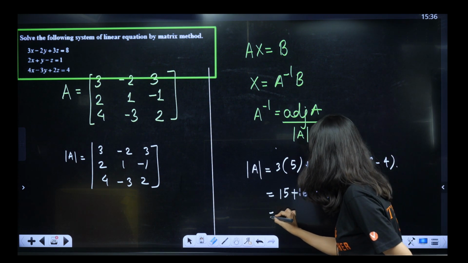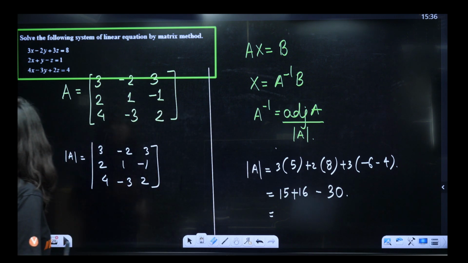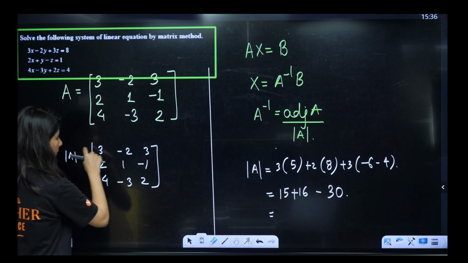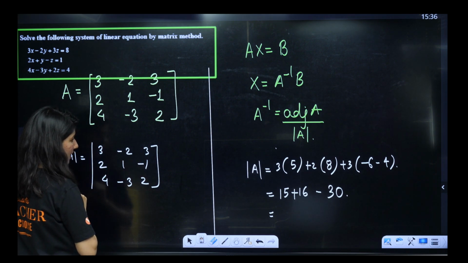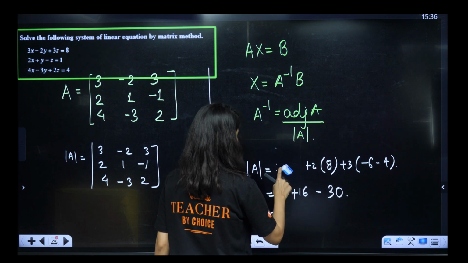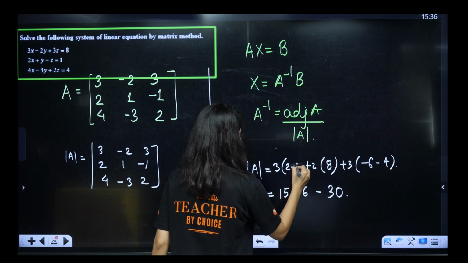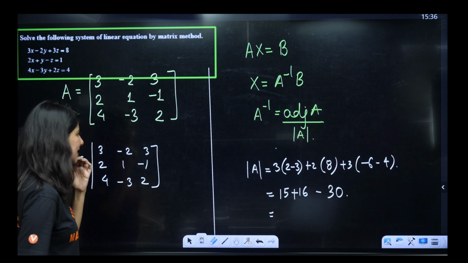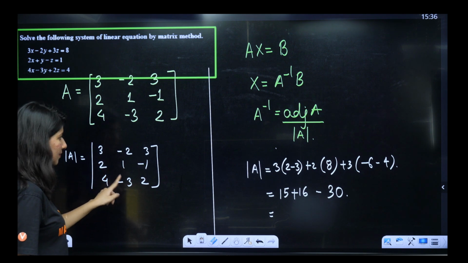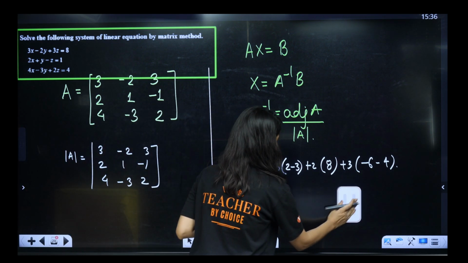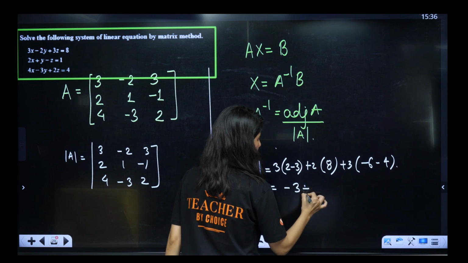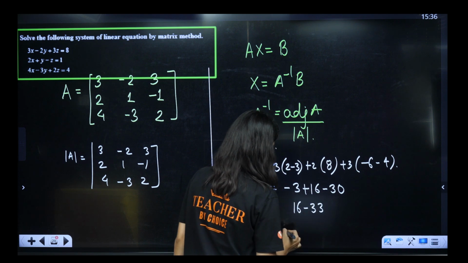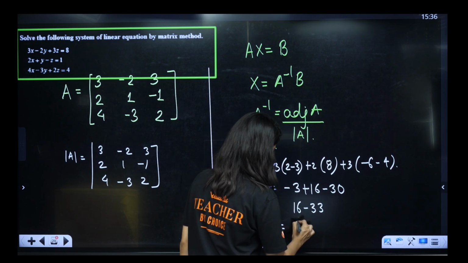Let me just check once. 3, minus 2, 3, 2, 1, minus 1, 4, minus 3, 2. Hold on. 2 minus 3, right? Correct. Plus 2. This is 4 plus 4, 8. This is correct. And 3 times 2s are minus 6, minus 4. Absolutely right. So now we are having minus 3 plus 16 minus 30. So this is going to be 16 minus 33, and finally minus 17.